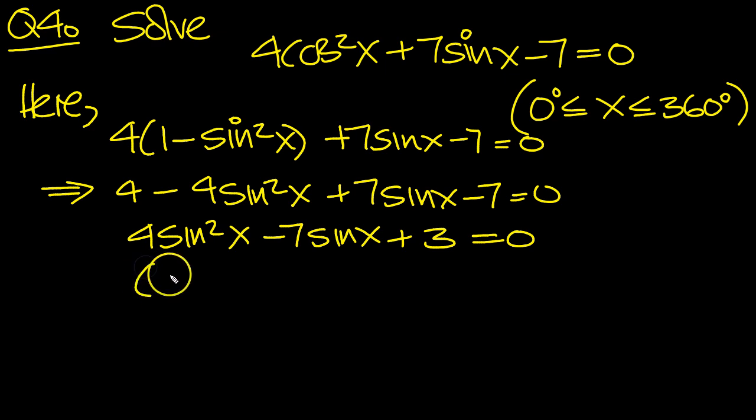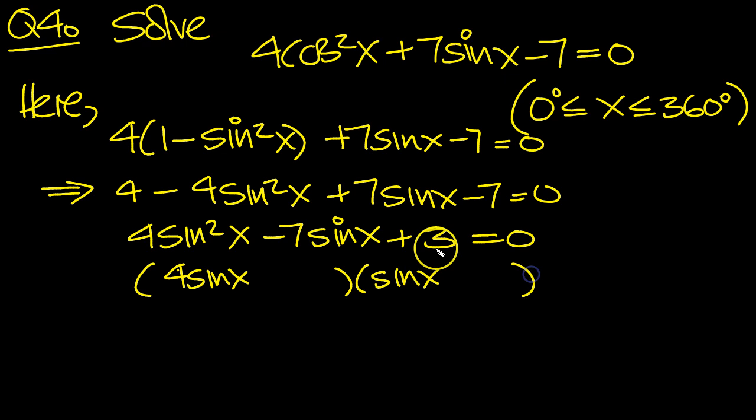Now we can factorise. So this is an odd, so it has to be 4 and 1, because the 2 and 2 would give an even middle term. And it has to be 3 and 1. So this is 3, presumably this is 1. That will add up to 7 if both of these are minuses, won't they? So we get 4 sine squared minus 4 minus 3 sine is minus 7 sine. Minus times minus is a plus. 3 ones are 3, so that's fine.